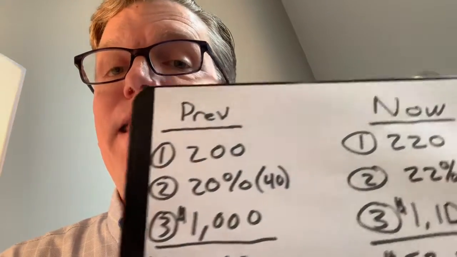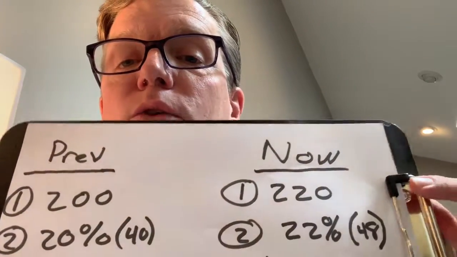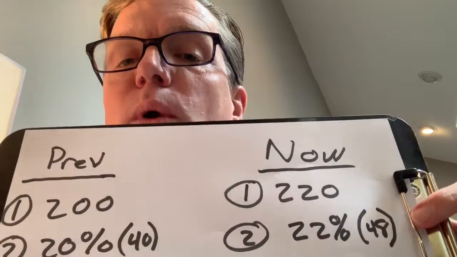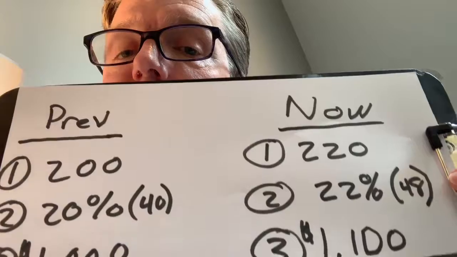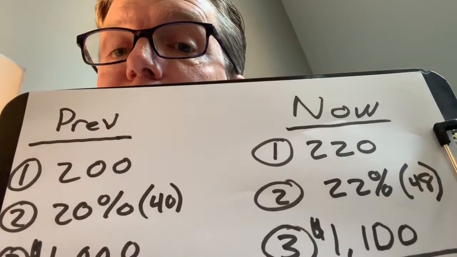Let's look at the impact that our improvements have had on the business. Previously, we had 200 prospects coming into our funnel each month, converting 20% of them at $1,000 a sale. That added up to $40,000 of revenue every month. Now we have 220 prospects coming in. We are converting 22% of them, or 48 prospects, at $1,100 a sale.